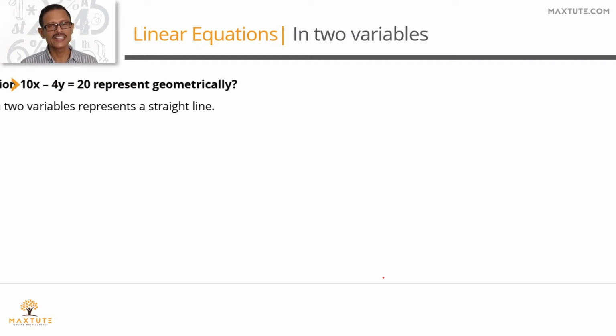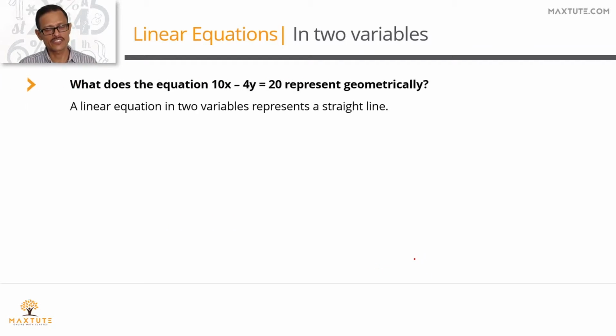Now let's go from here and check out what is the geometrical significance of it. Let's start with the equation itself: 10x minus 4y minus 20 equals 0, or 10x minus 4y equals 20. What does it represent when you plot it on a graph sheet? What's the geometrical representation of it? A linear equation in two variables represents a straight line.